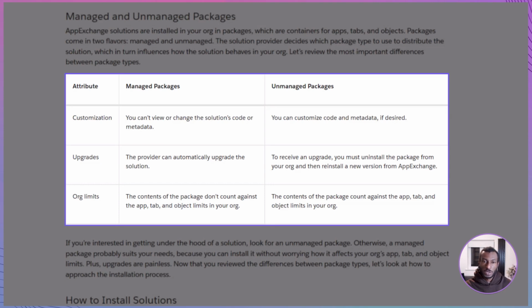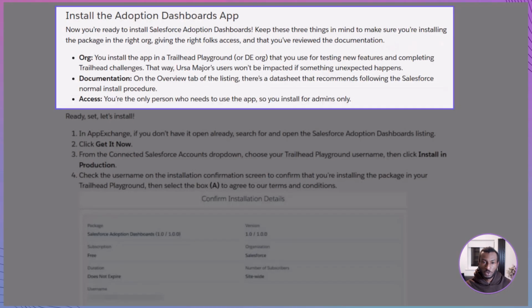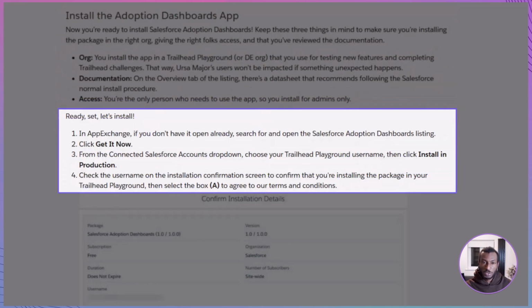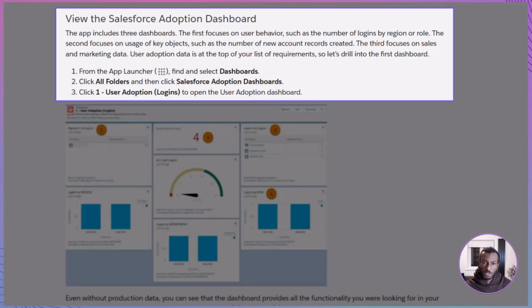Pick managed for upgrade ease and no hit to org limits. Pick unmanaged if you want to customize deeply. Pre-install discipline. Right org, read docs, plan access. Install smart, use the account picker carefully. Start with admins only. Prove value fast. Open the dashboards and show stakeholders quick wins. Especially helpful for adoption conversations with managers.